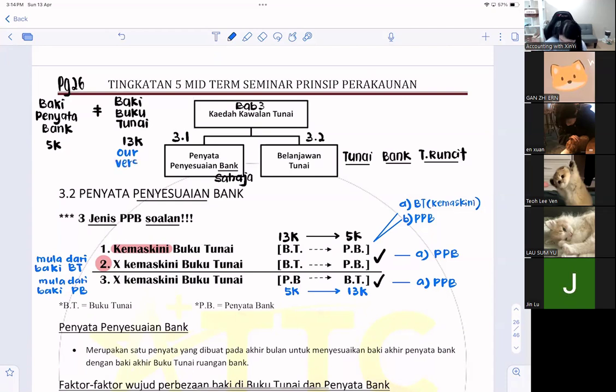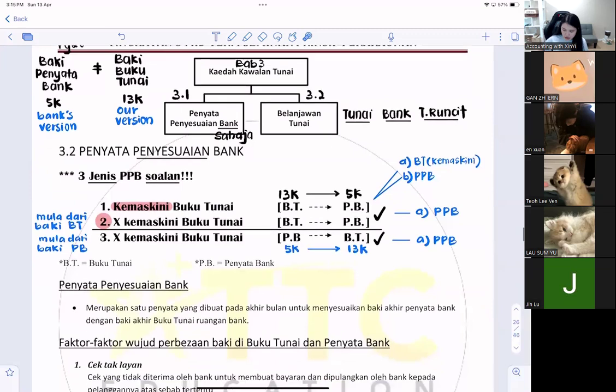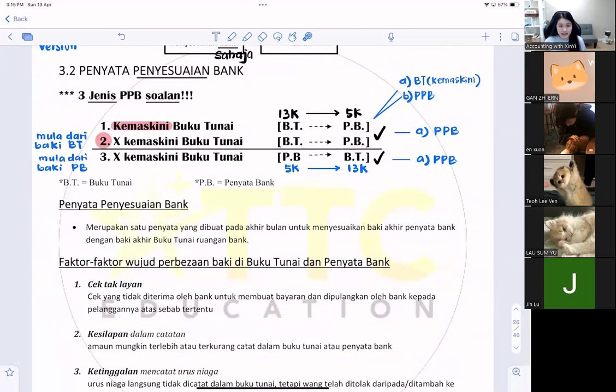Our version. And the one in front, that is the 5,000, is the bank's version. So we are going to compare the bank's version to our version, but it's not as simple as 5,000 to become 13,000, now plus 8,000, not like that. Or 13,000 to become 5,000 minus, no, it doesn't work like that, because the 8,000 difference can be caused by different factors. So that is where we start to talk about the reasons that are causing your balance to be different.